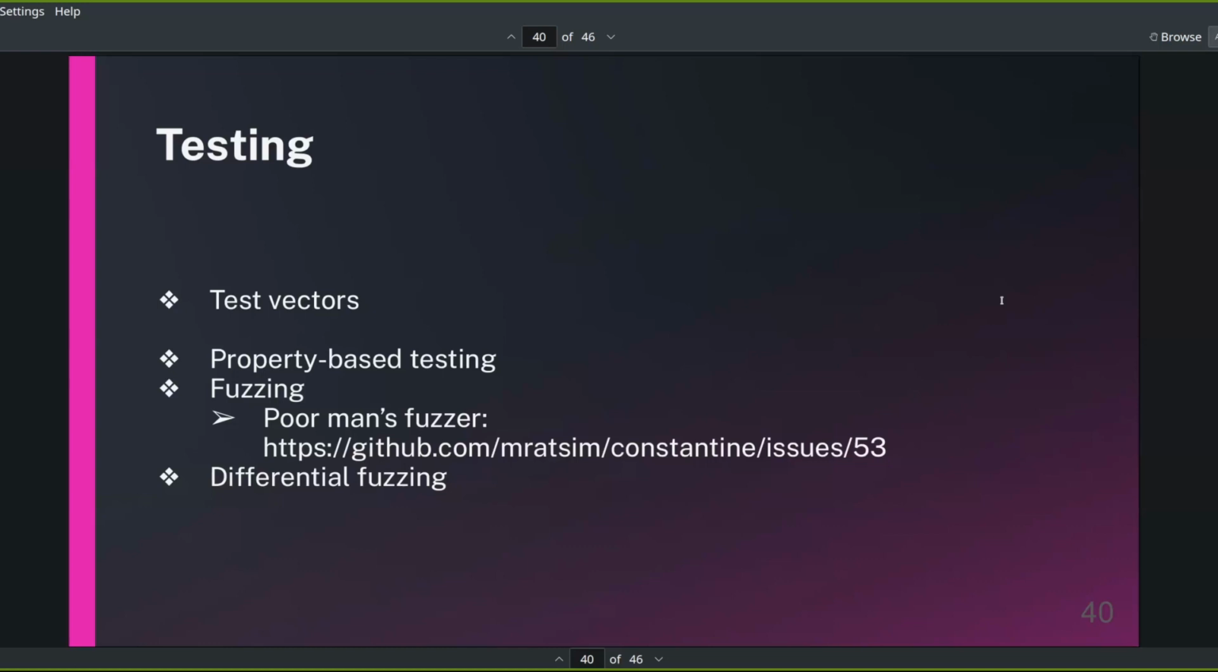And for this, the genetic algorithm is literally picking mutations and randomly doing them, guided by the if-then-elses in your code. I've linked something called a poor man's fuzzer that I use. Why do I use this?